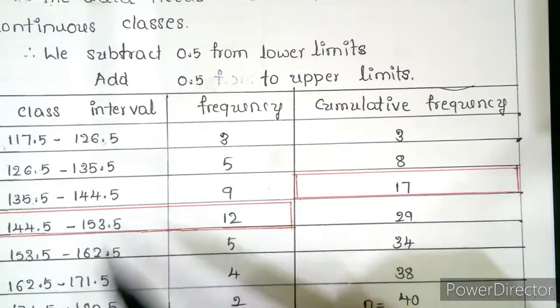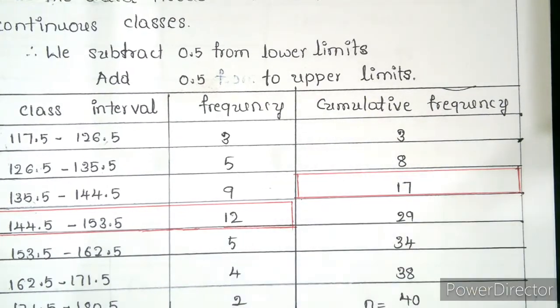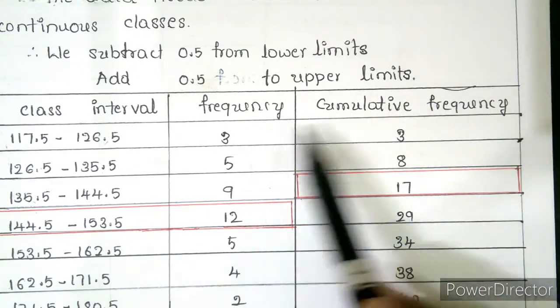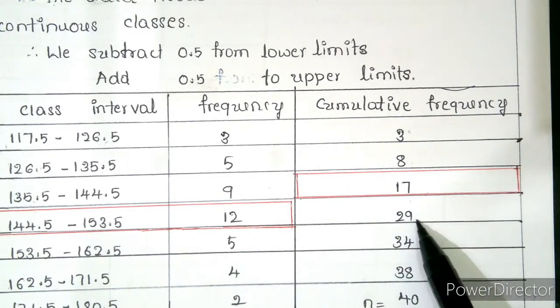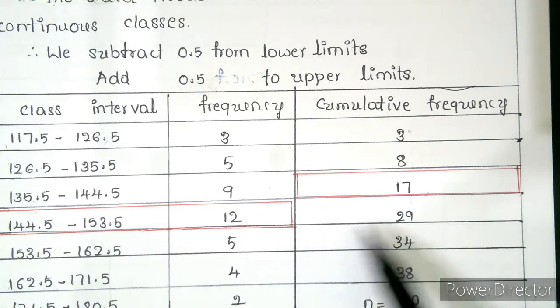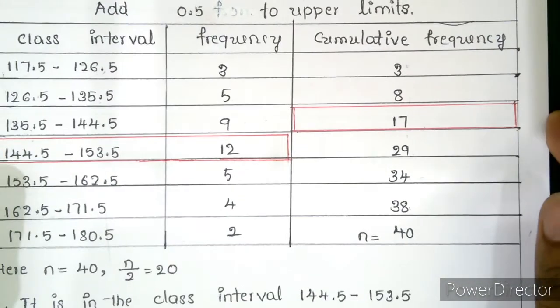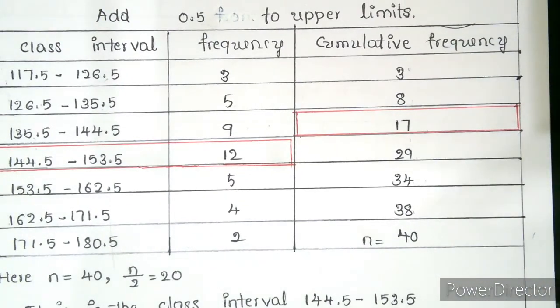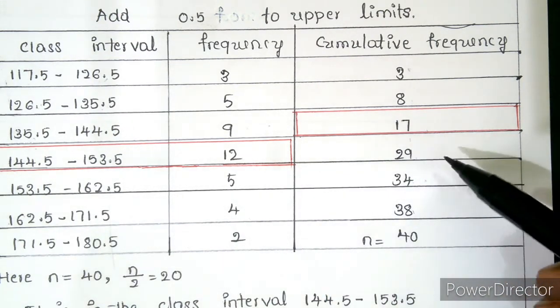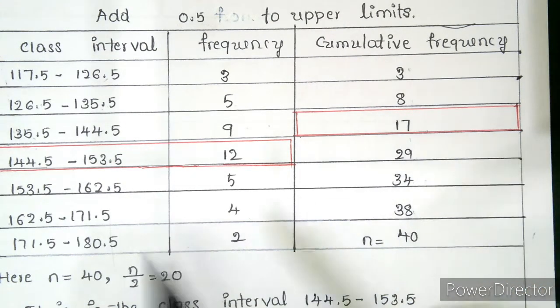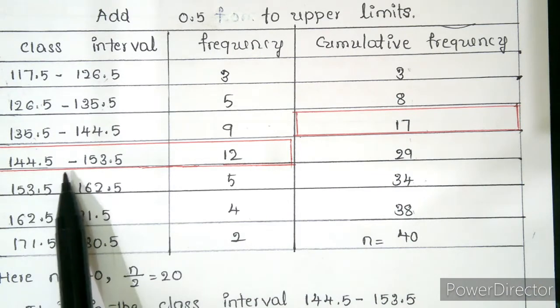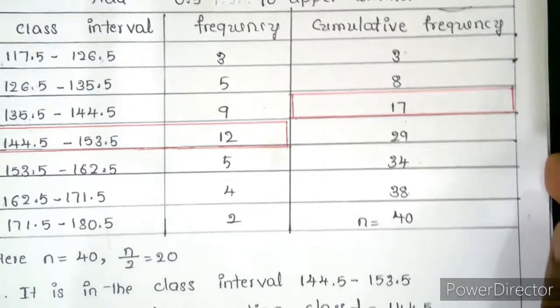So now you fill the class interval column and the frequency column. Then find the cumulative frequency. So 3 as it is, 3 plus 5 you get 8, 9 plus 8 is 17, 12 plus 17 is 29, 5 plus 29 you get 34, 4 plus 34 is 38, 2 plus 38 you get 40. So this is the cumulative frequency column. Here n is equal to 40, therefore n by 2 is 20. So 20 clearly lies in the class interval 144.5 to 153.5.